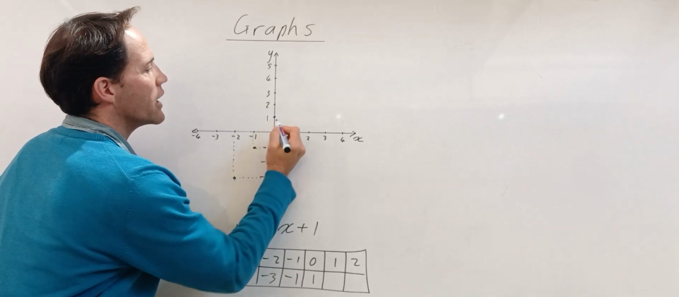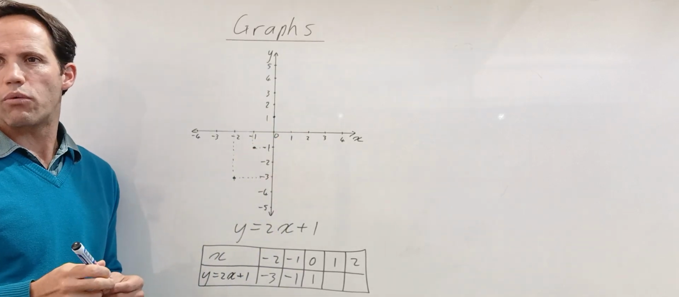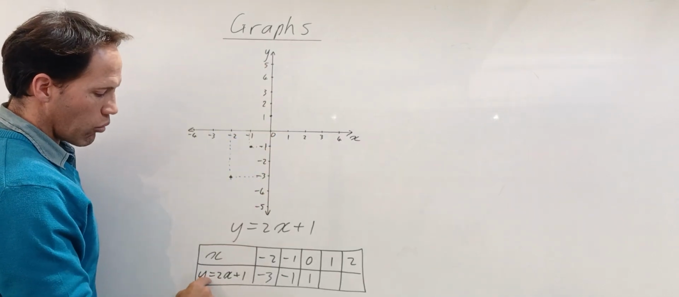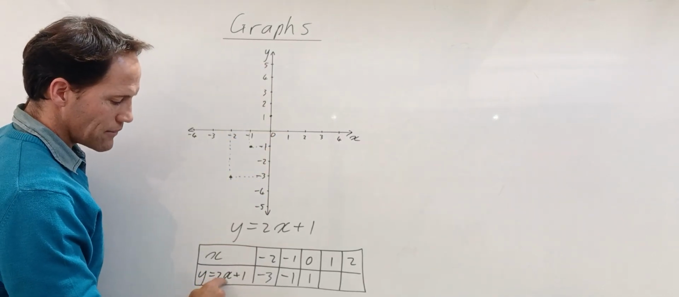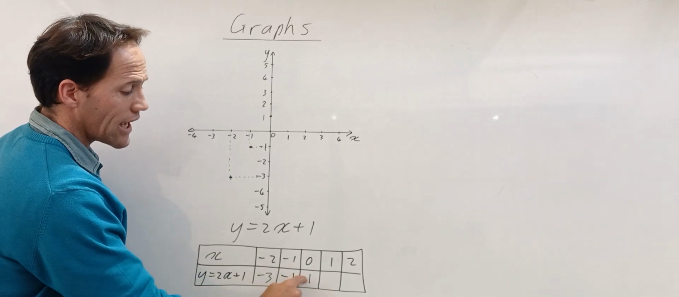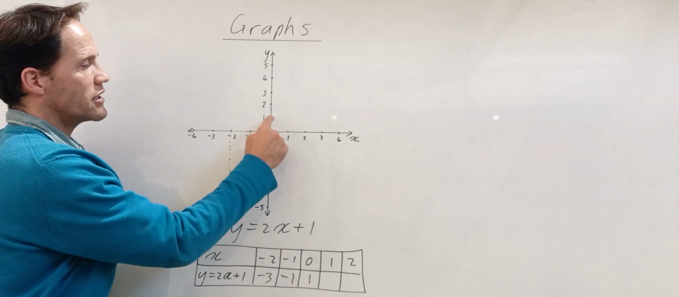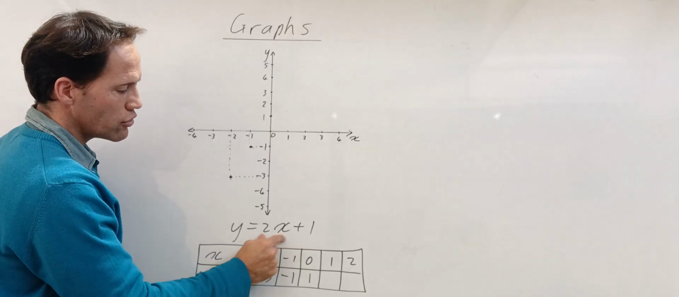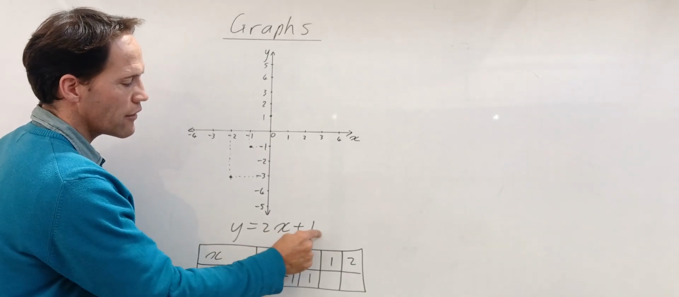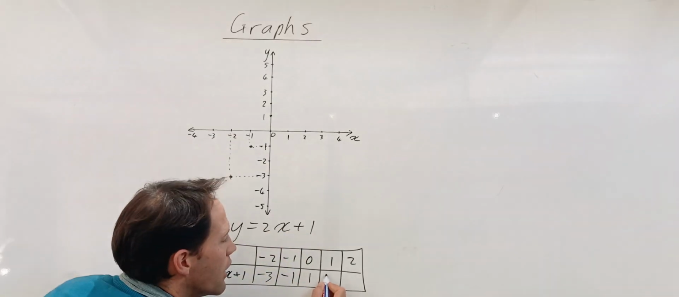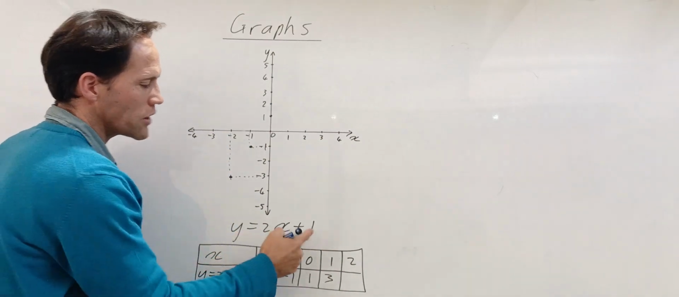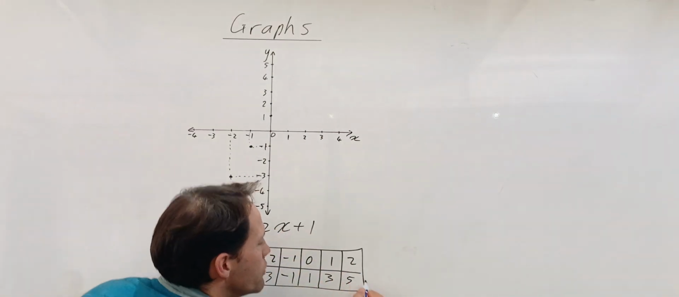So that's going to be there. That's 0 and 1. My x value was 0, but the y value, y is equal to 2 times 0 plus 1. The y value I got out was 1. So it's there. Then I'm putting 1 in. 2 times 1, 2. 2 plus 1, 3. So when I put 1 in, I get 3 out. And when I put 2 in, 2 times 2 is 4. 4 plus 1 is 5. So when I put 2 in, I get 5 out.